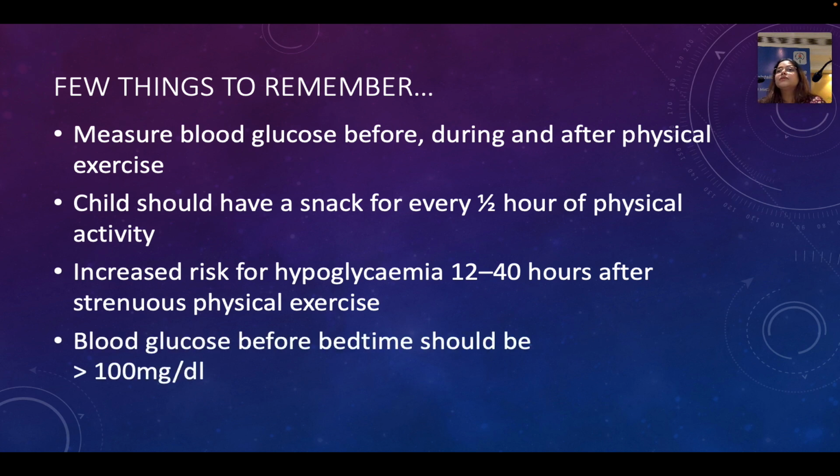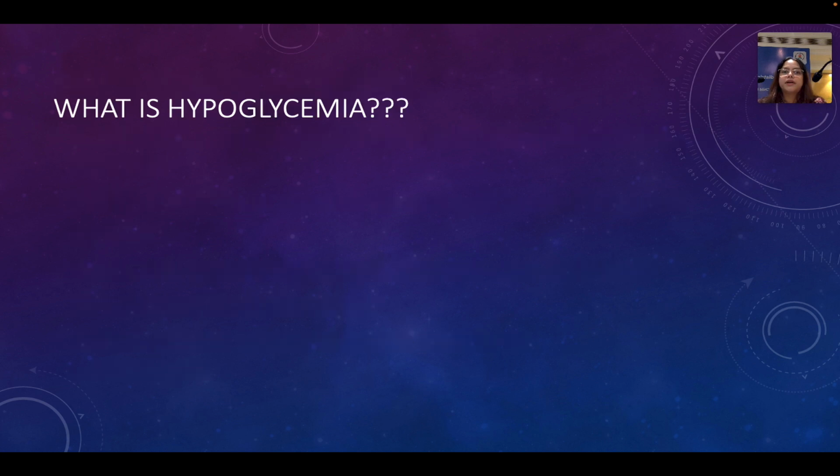So that is something that the parents might come to you worried कि exercise तो करता है मगर उसकी रात शाम को करता है, रात को जाके उसकी blood sugar low हो जाती है. So that can happen and that has to be kept in mind. And blood glucose before bedtime should be more than 100.